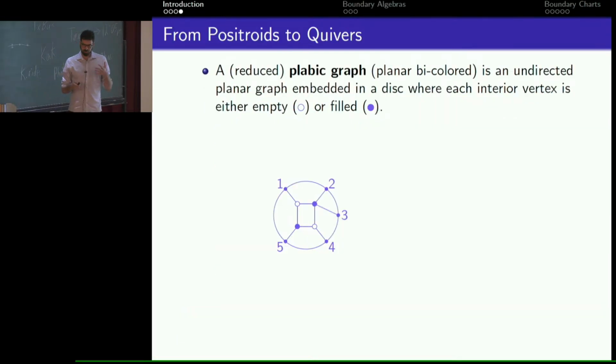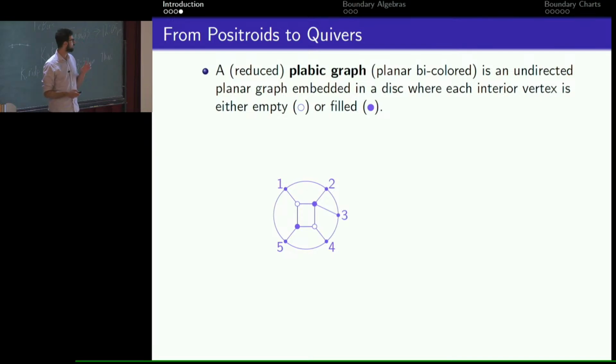So to bridge the gaps from positroid to boundary algebra, I'm going to need to introduce these things called plabic graphs. This is also something which, if you are careful enough, and I'm not going to be quite careful enough in this slide, you can describe a cryptomorphism between these plabic graphs, up to some moves, and positroids. But what are they? They are planar bicolored graphs. They're undirected graphs embedded in a disk where each interior vertex is either filled or empty.